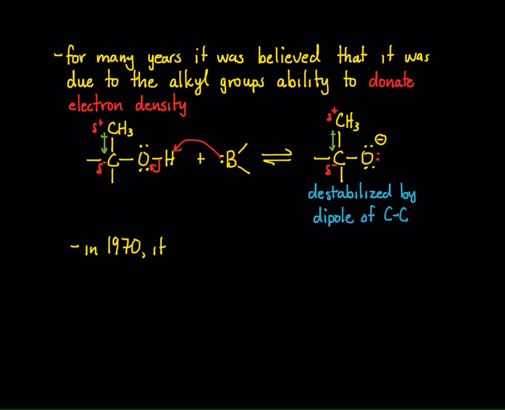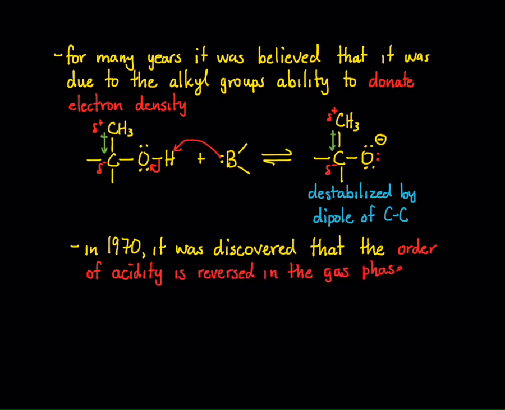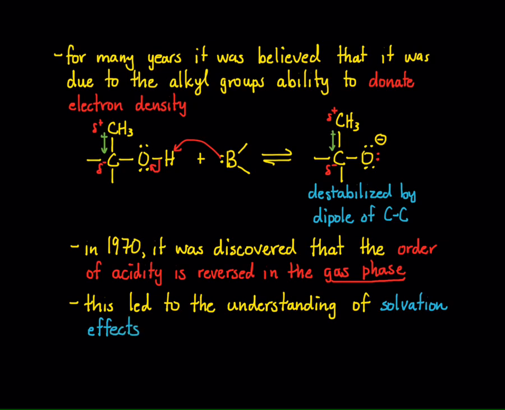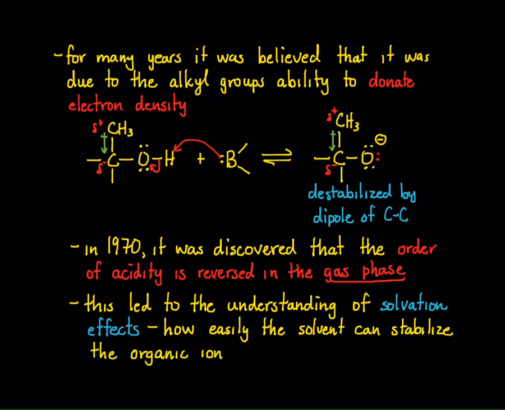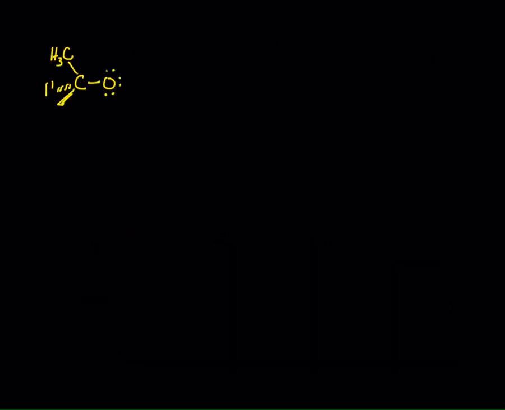It wasn't until 1970 that it was discovered that the order of acidity is actually reversed in the gas phase. So what's the difference between the gas phase and in solution? Well, the big difference is the solvent. And so this led us to understand the idea of solvation effects, right? How easily the solvent can stabilize the organic ion that results. And we're going to see this trend throughout, this idea that solvents play a critical role in stabilizing reactants, stabilizing products, stabilizing intermediates even, right? So let's try to understand this then.